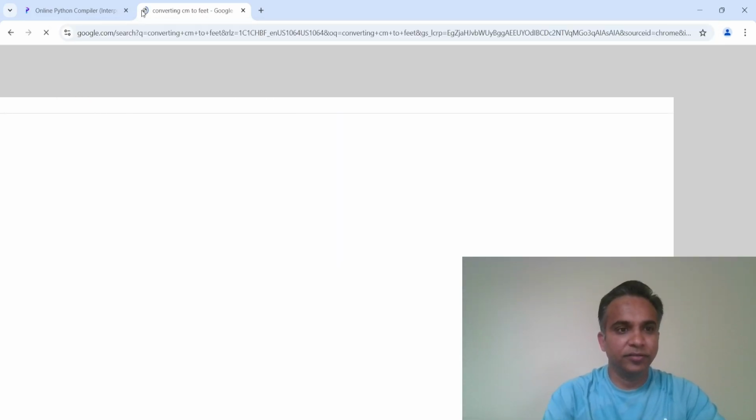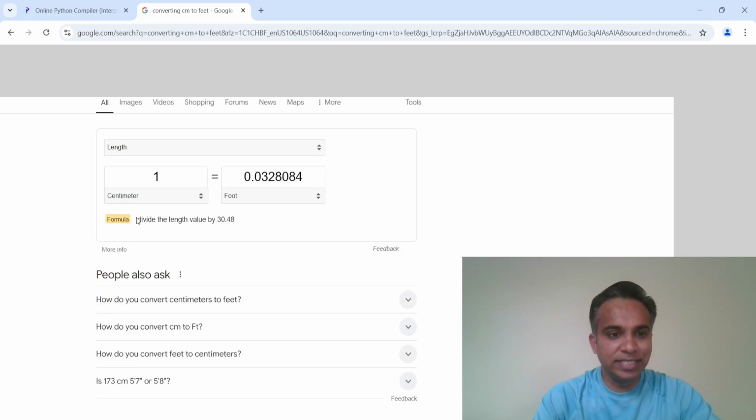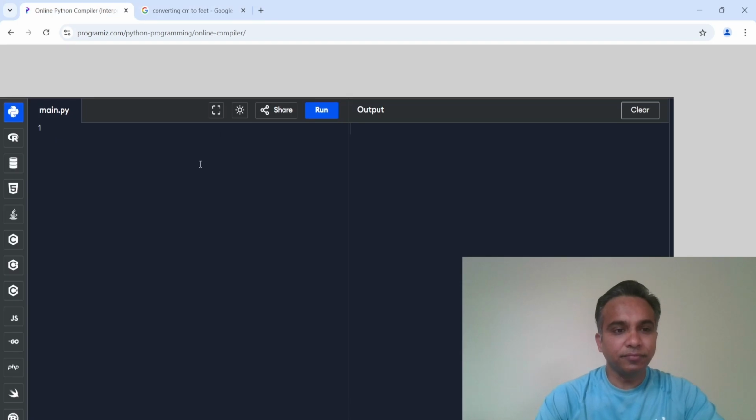To feet. So what is the formula? It is divide by 30.48. So here, first step, goal: this program is to convert centimeter into feet.